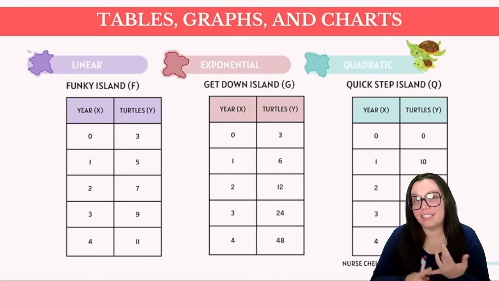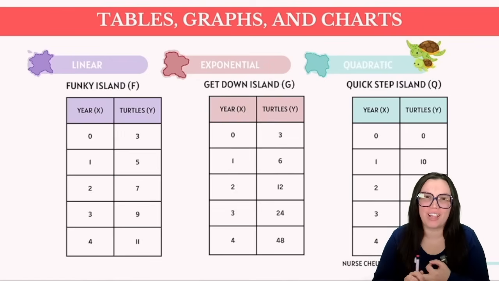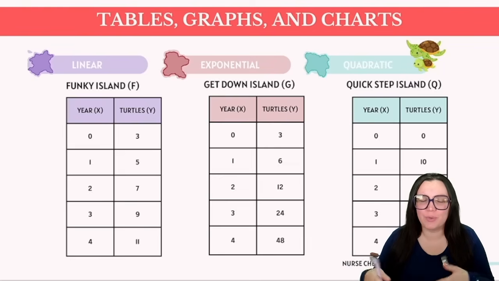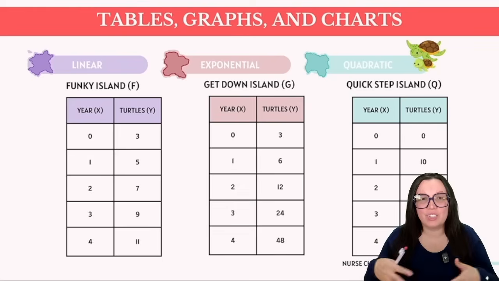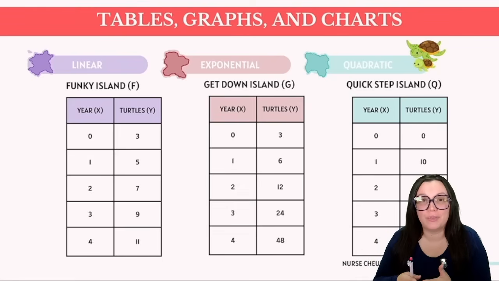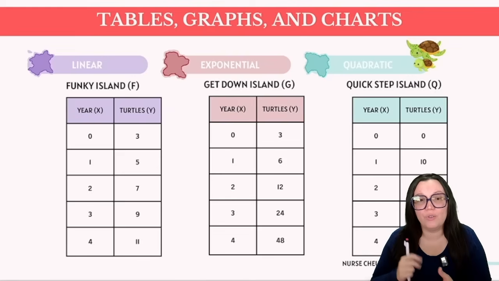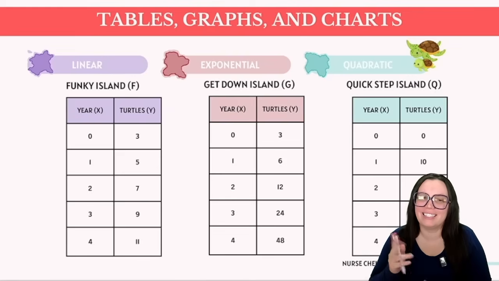Now let's talk about linear, exponential, and quadratic graphical trends. In order to understand these three different kinds of trends, we're going to put our imagination hats on. So let's say that we're scientists who are observing turtle populations in a series of islands, focusing first on two islands, Funky Island and Get Down Island.